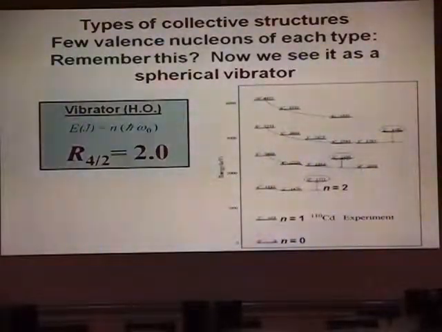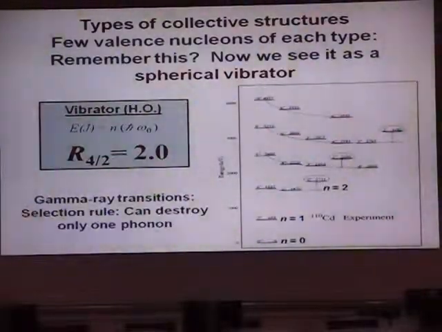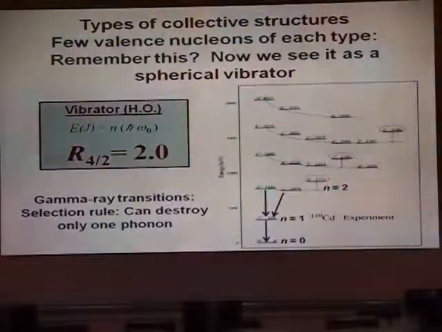And here's a beautiful example of a near harmonic vibrational nucleus. Gamma ray transitions. Again, I'm not going to derive this, but a gamma ray can create or destroy a single phonon. So that means that you can have a gamma ray transition from this first 2+ state with 1 phonon to the ground state, or from this 4+ state or 2+ state to this 2+ state. That destroys 1 phonon, from n equals 2 to n equals 1. But this transition from a 2 phonon state to the ground state is forbidden. So that's a characteristic signature of a vibrational nucleus.